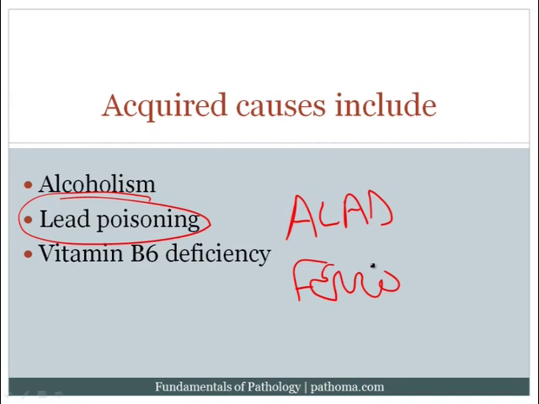And similarly, if ferrochelatase is not available, ferrochelatase is the name of the enzyme that links protoporphyrin with iron. And so if iron can't get linked to protoporphyrin to make heme, to eventually become hemoglobin, to then leave the cell, iron will get trapped in the mitochondria as well. And so lead poisoning is another cause of a sideroblastic anemia.